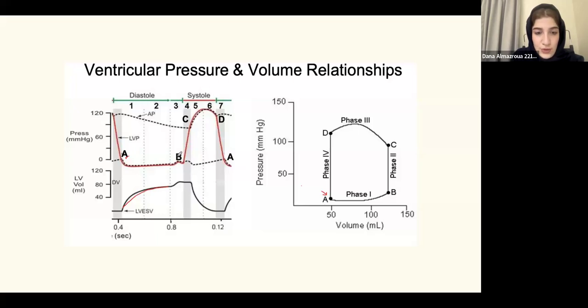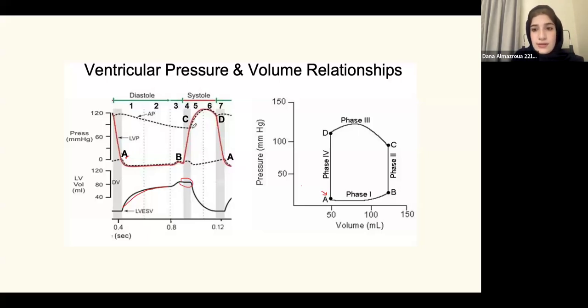Eventually, we're going to reach point B, where the ventricular pressure is greater than the atrial pressure, so the mitral valve closes, and we're going to hear the first heart sound. After that, there will be isovolumetric contraction, from point B to C. That's the isovolumetric contraction. The volume does not change, however, the pressure keeps increasing.